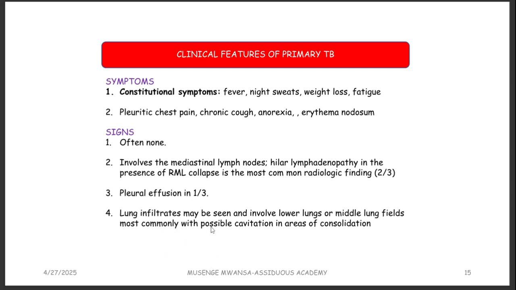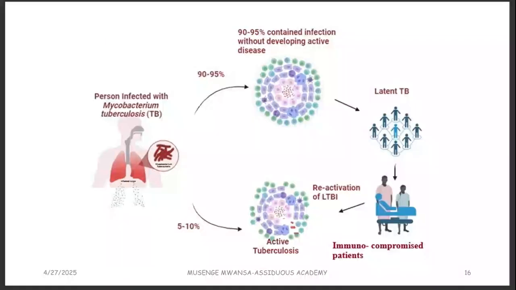Lung infiltrates may be seen and involve lower lungs or middle lung field, most common with possible cavitation in areas of consolidation. So there is a consolidation, like there is a mass. There is a certain mass, and then there are some cavitations there. When you are percussing, you need to know the features of percussion or auscultation for a consolidation like a mass. For a mass, as you try to percuss a mass, like this is a solid, what are you trying to expect in that case?